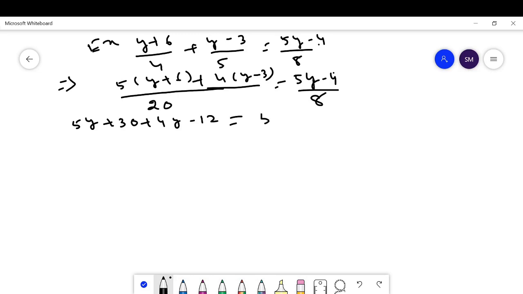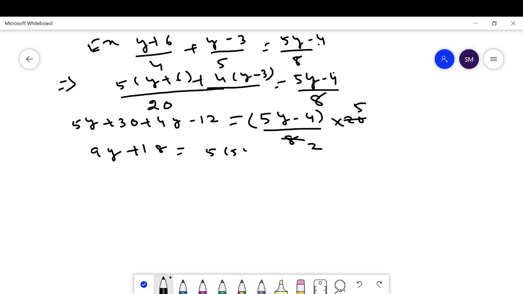When you bring it to the right side, it comes to the numerator: 5y minus 4 upon 8 into 20. Then it is divided by 4. This is 5. Then 4 divided with 8, we get 2. 4 divided with 20, we get 5. Then here 5y plus 4y is 9y. 30 minus 12 is plus 18 is equal to 5 into 5y minus 4 upon 2.